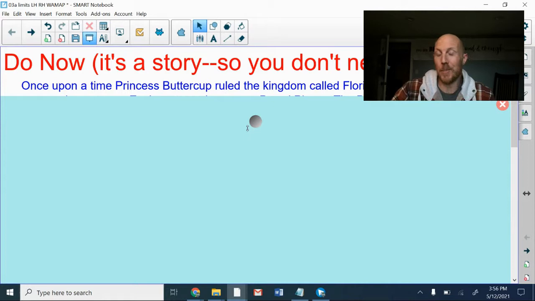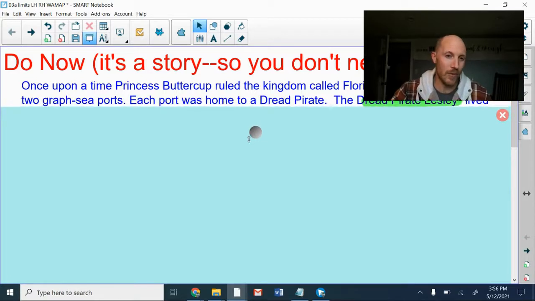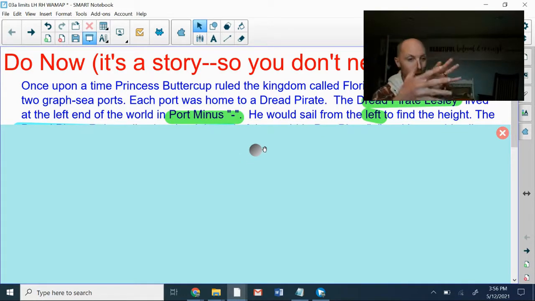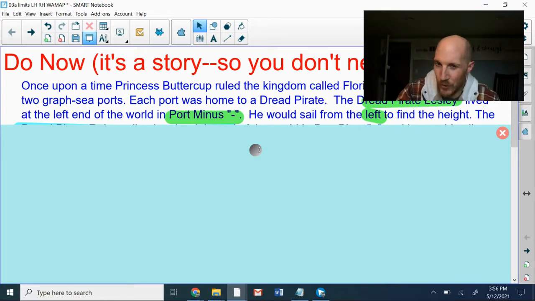Once upon a time, Princess Buttercup ruled the kingdom called Florin. In the kingdom of Florin, there are two graph seaports. Each port was a home to a dread pirate. The dread pirate Leslie lived at the left end of the world, in a place called Port Minus. He would sail from the left to find the height of the ocean.